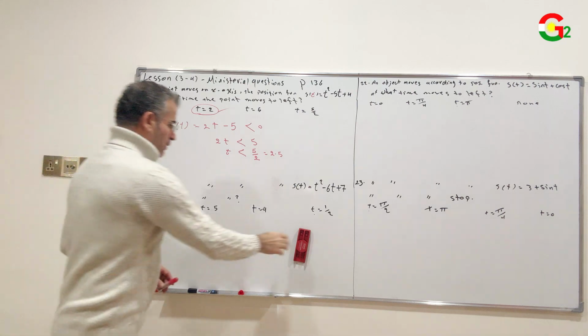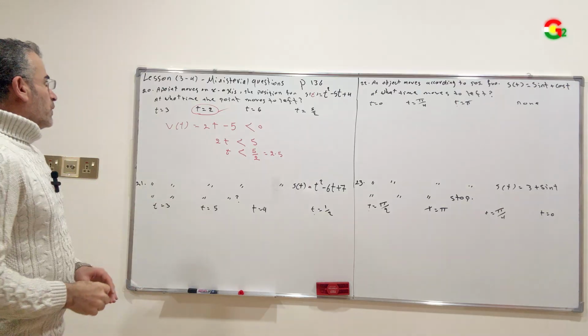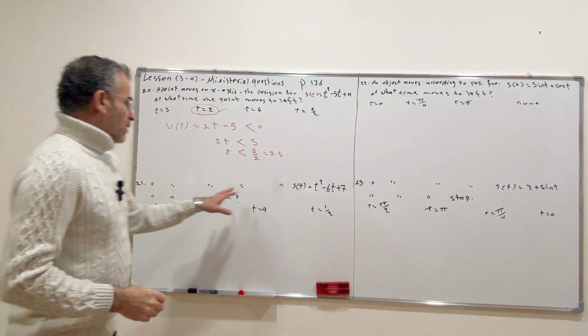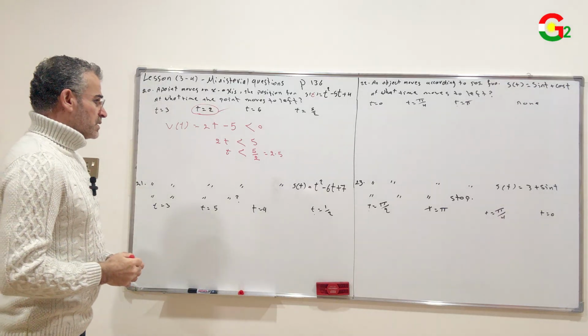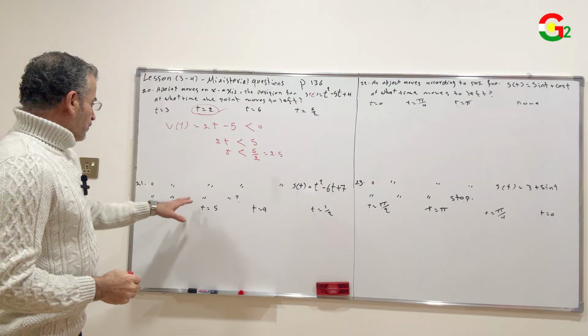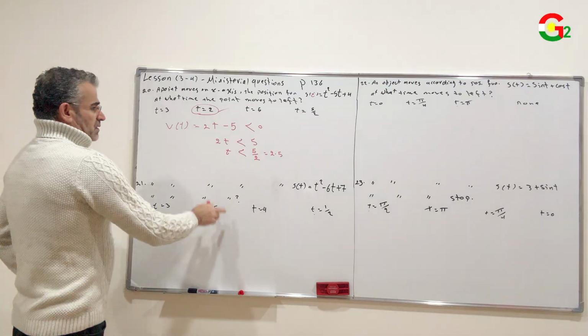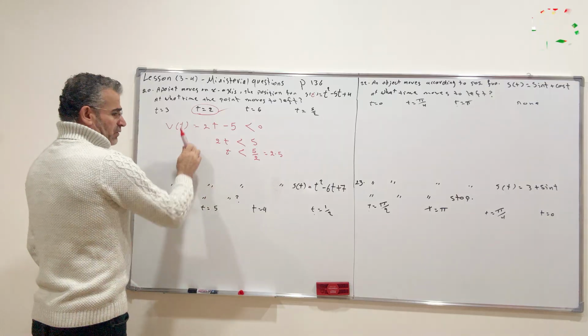Question number 21. A point moves on the x-axis according to the position function s of t equals t squared minus 6t plus 7. At what time will the point move to the left? It is the same steps as the previous question.